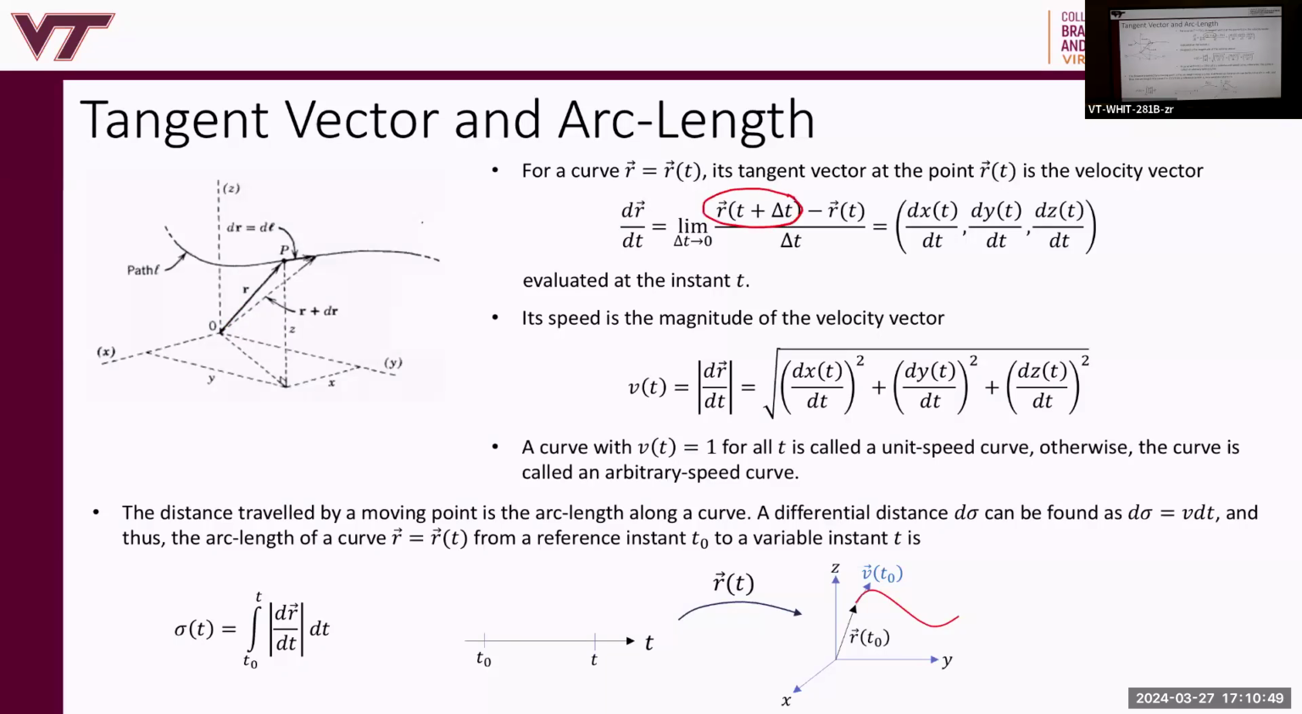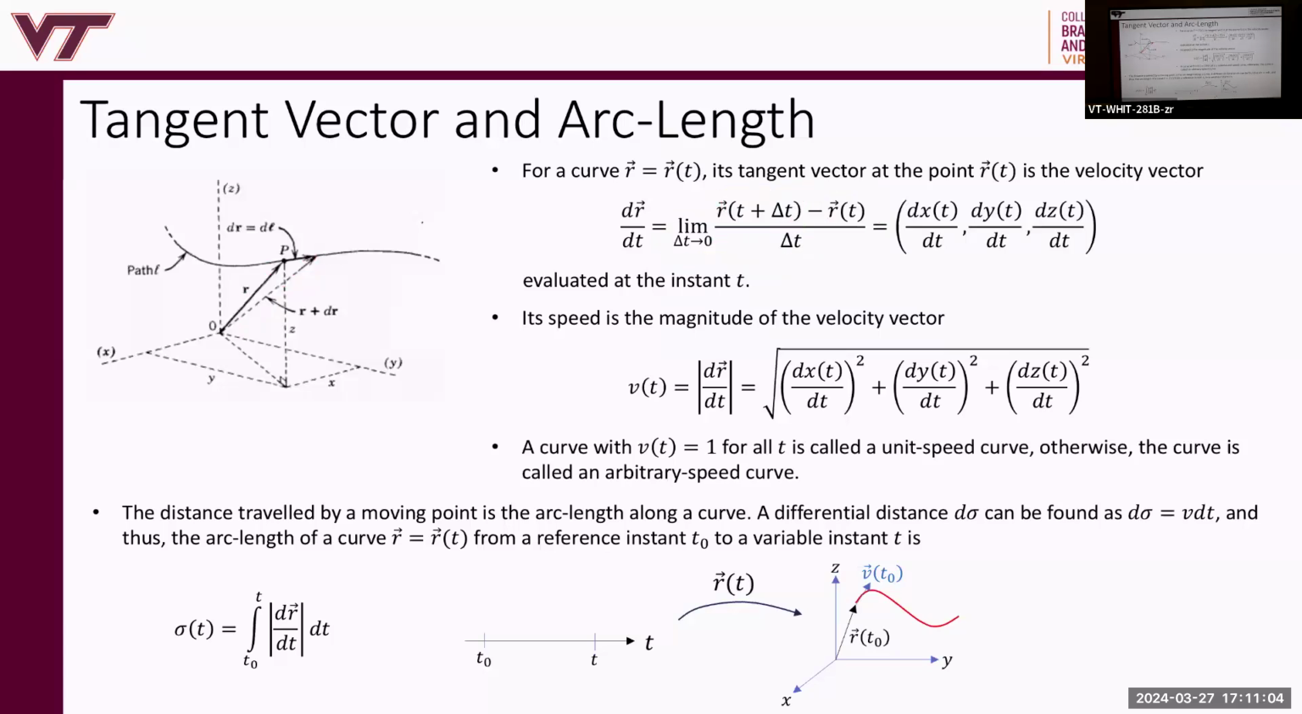So add a little bit to the parameter of the parameterization t. So this vector will move slightly ahead along the curve. And then you subtract r of t, where you're at, and you divide by delta t, and you take the limit as delta t goes to 0.